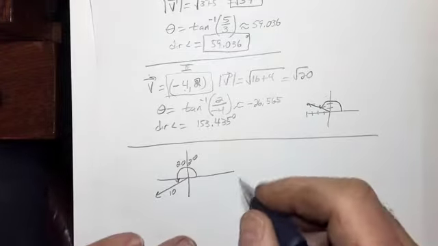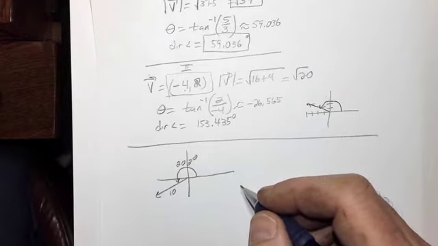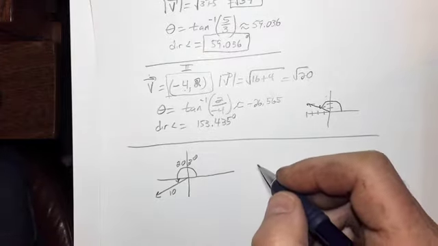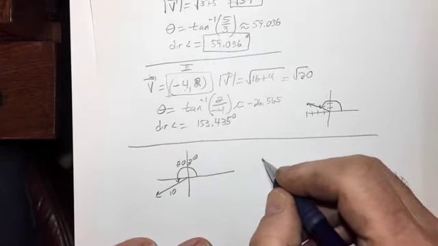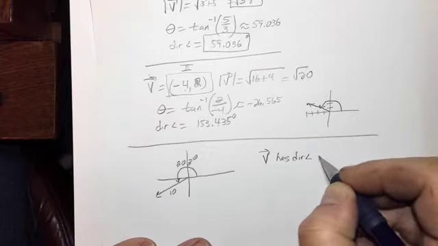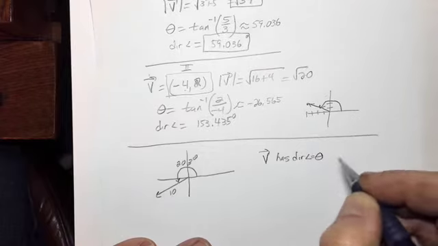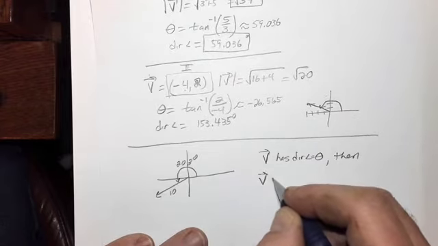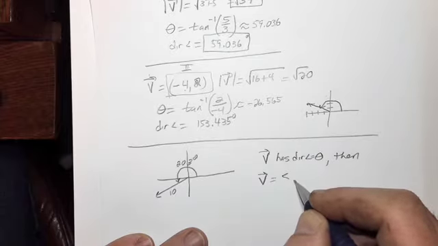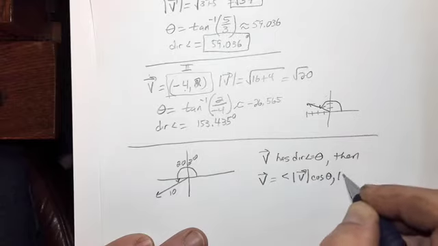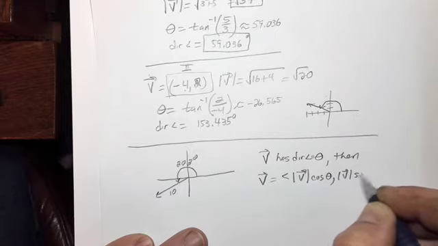Okay? So what I have to do then is come up with a formula for it. And here's the formula for finding component form. If v has a direction angle of theta, then the following is true: the component form of v is the magnitude of v times the cosine of theta, and the magnitude of v times the sine of theta.